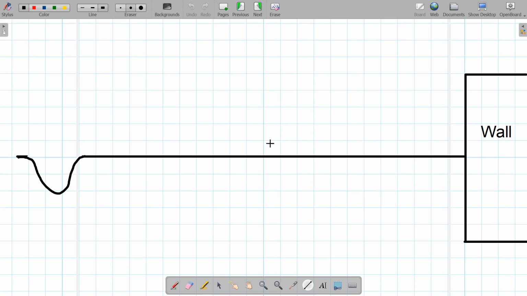Notice how the wave was traveling in this direction, and once it encountered this barrier here, it then changed directions and started moving in the opposite way. And notice that wave that was moving to the left, it was a mirror image of the wave that was moving toward the right, hence the name reflection.